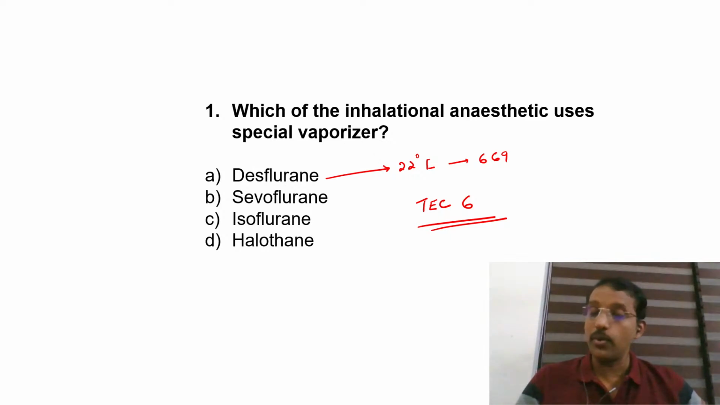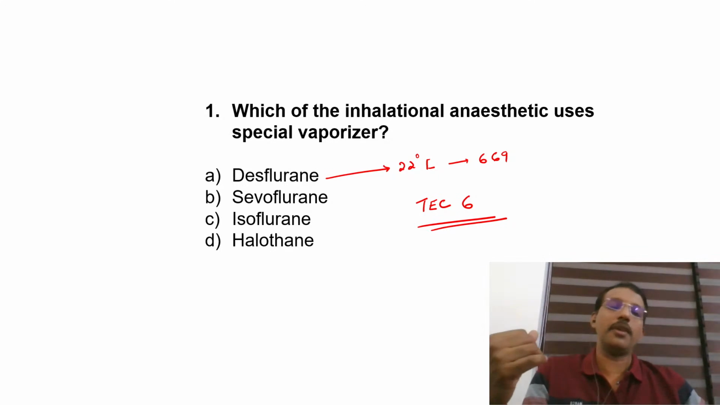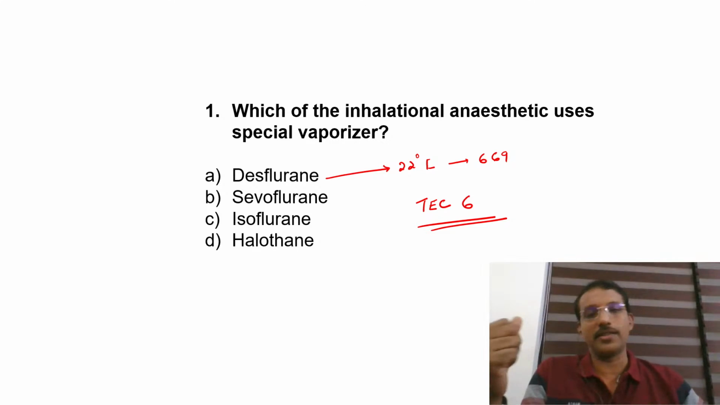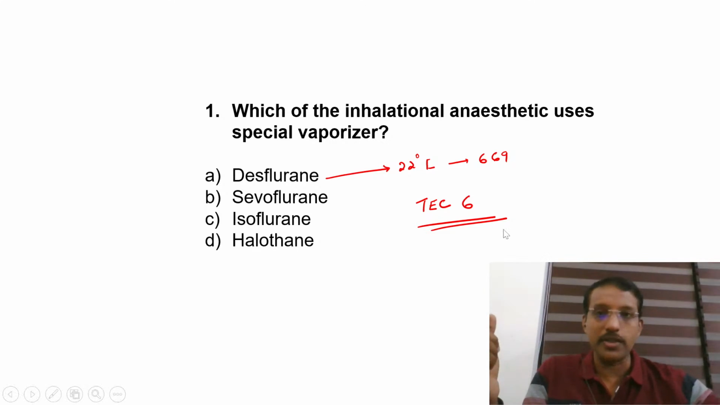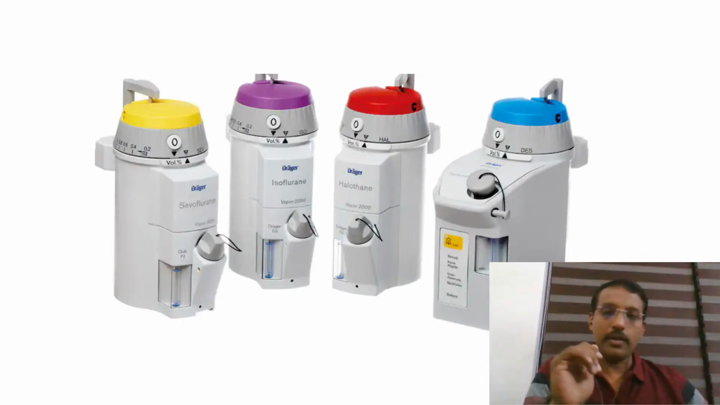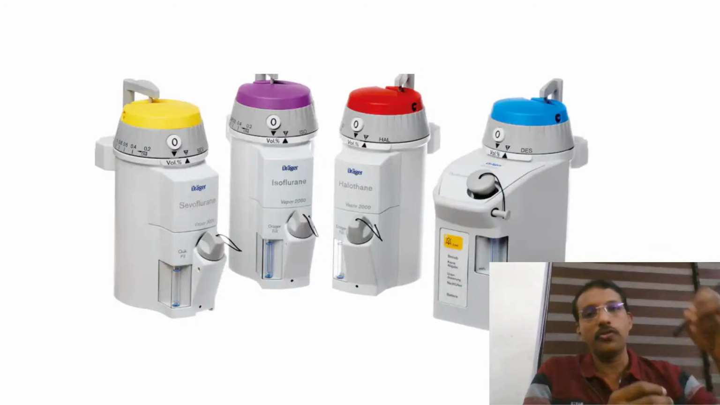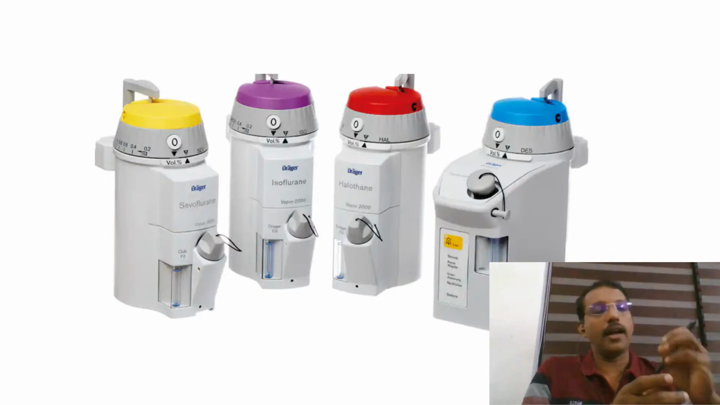Now you know desflurane is probably one of the latest volatile agents which has come into the market, and that is why you get very frequent questions on desflurane. So I'll just show you what a vaporizer is, if you are not familiar. This is what is called a vaporizer. It is nothing but a special instrument where you fill the volatile agent and then use it for delivering it to the patient.